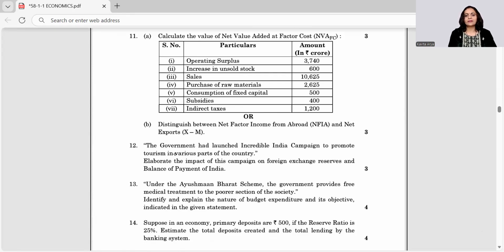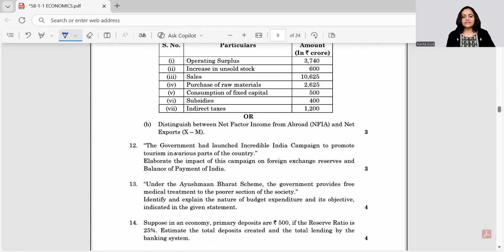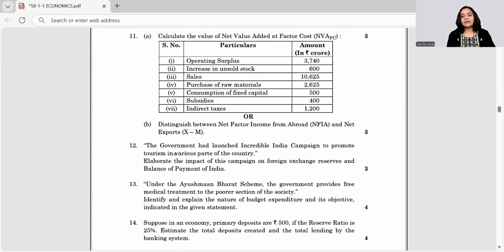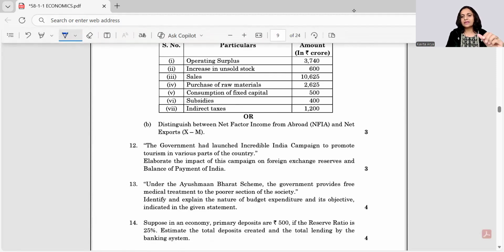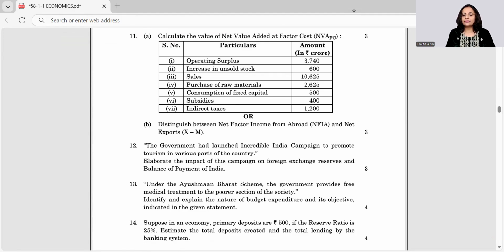Now let's begin. The question says, calculate NVA at FC. The term itself gives us the hint that it should be of the production method because NVA is asked. Still, you should check the components. So the first component, we should always keep an attention on which is the heaviest component. Here it's sales. So sales, purchases, consumption of fixed assets, stock. So it's a clear question of product method.